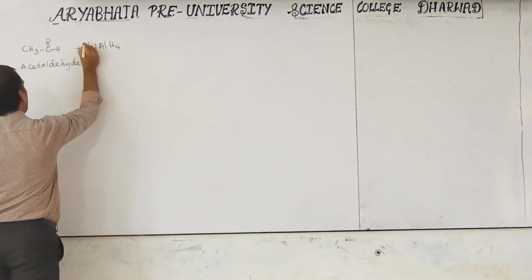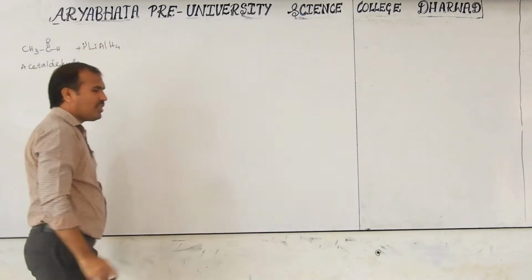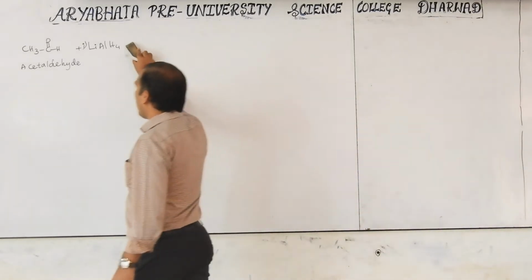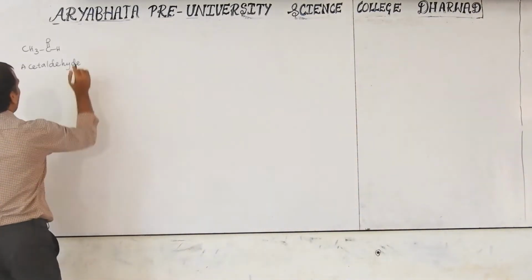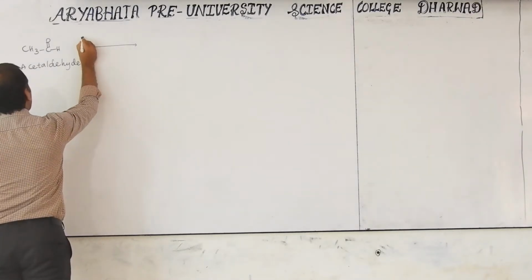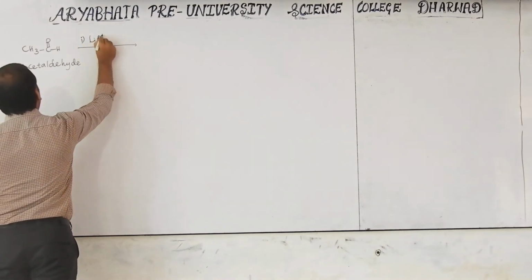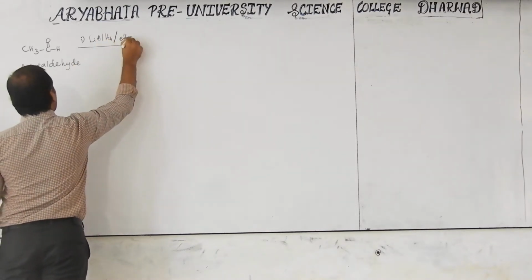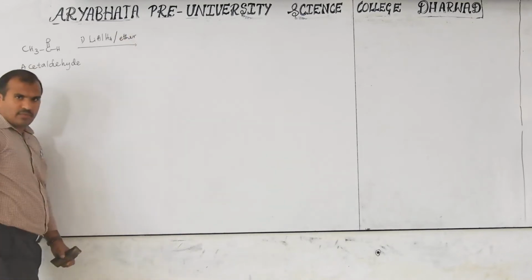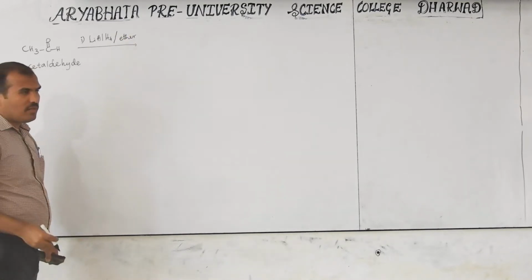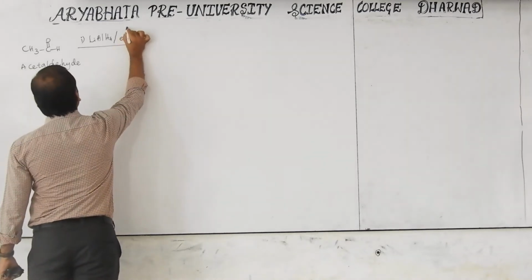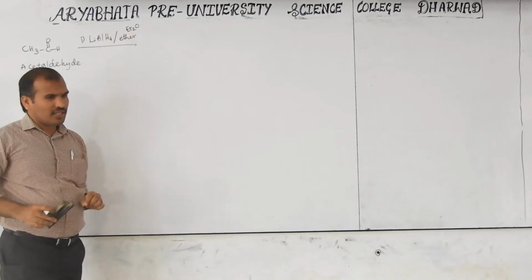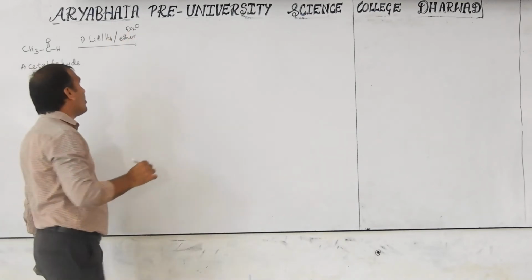This acetaldehyde reacts with lithium aluminum hydride in the first step. Actually, in the examination it will be given like this: on the arrow mark, the first step is lithium aluminum hydride, along with ether. Ether is a solvent. I have written the word ether here, but in the examination it may be given in another form also. What is its meaning? Diethyl ether.